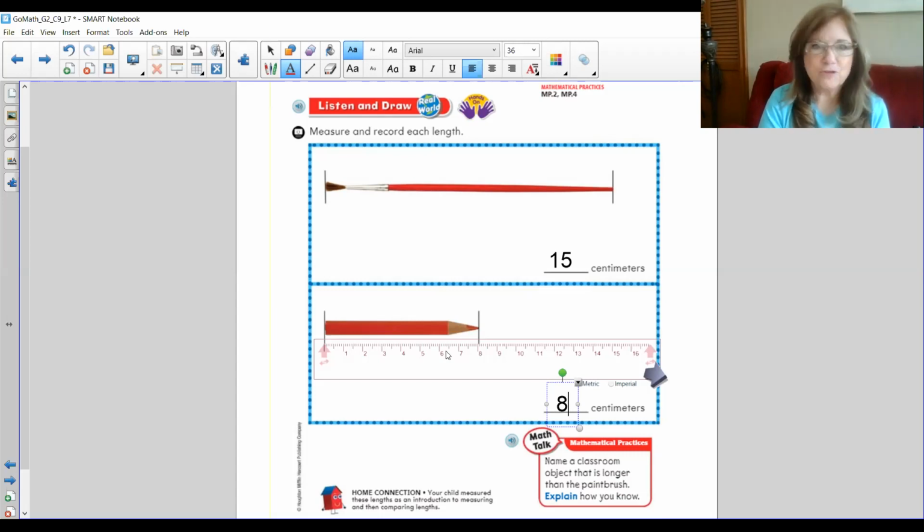Okay. And so are all pencils shorter than a paintbrush? Yes? No? Not always. There might be a little small paintbrush and a big long pencil. And if you buy a special pencil, sometimes you can buy pencils this long, which is pretty long. Okay, so moving on to our next page.